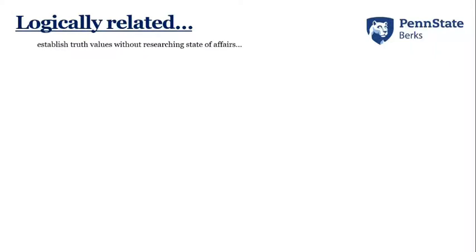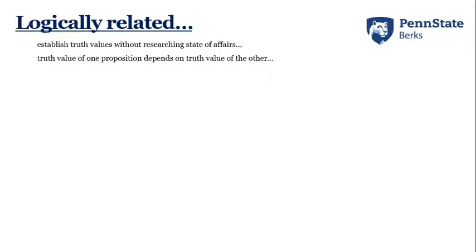So when we're talking about logical relations, we're establishing the truth values without researching the state of affairs of a particular proposition. This is the benefit. We can't be an expert in everything, but sometimes just by determining the relationship between various propositional statements, we can make an assumption or a very clear possibility, or even literally call the conclusion true based on the relationship it has to the previous statements.